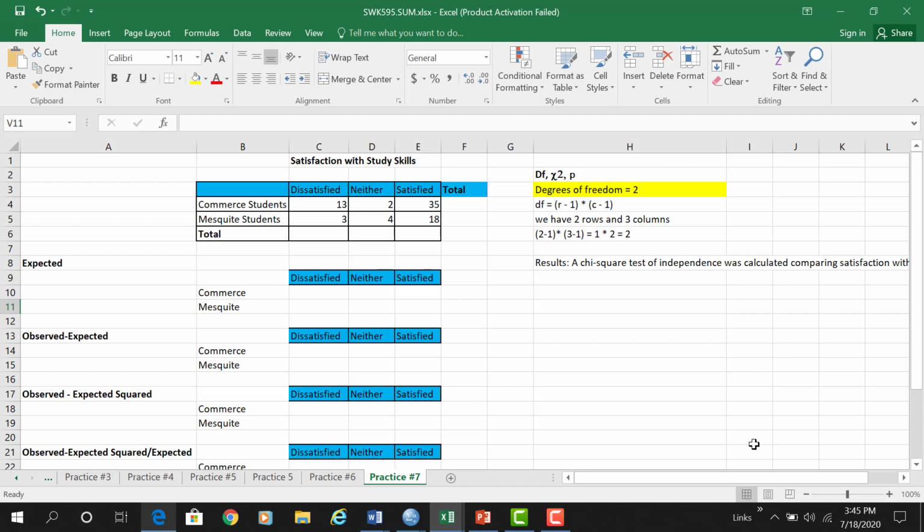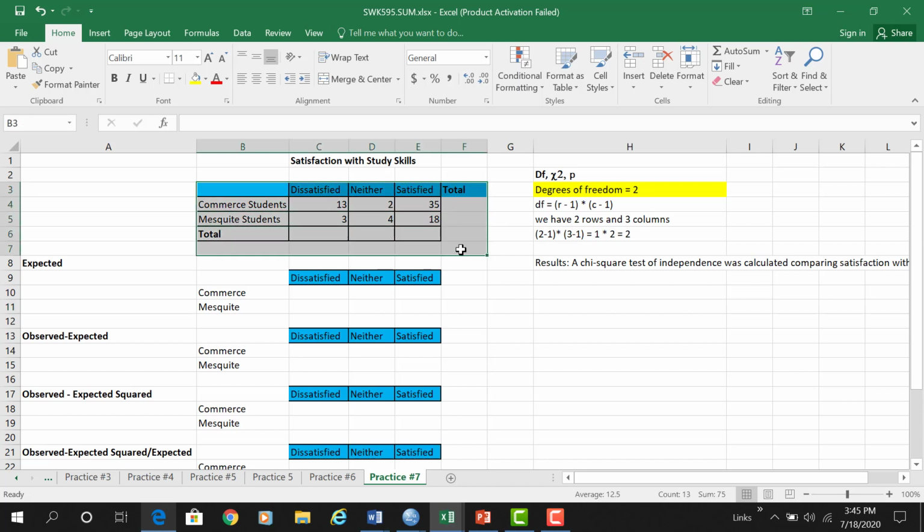All right, so today we're gonna look at satisfaction with study skills. We're looking at students who attend the Commerce campus and the Mesquite campus, and their satisfaction with their study skills. There are three categories for that one: dissatisfied, neither satisfied nor dissatisfied, or satisfied. So here is the data set that we have.